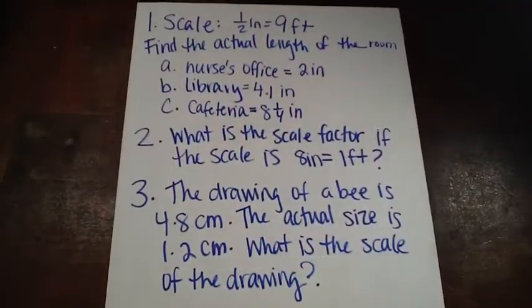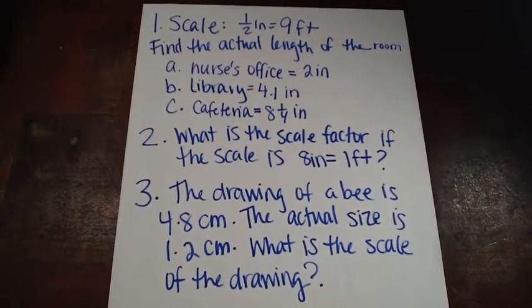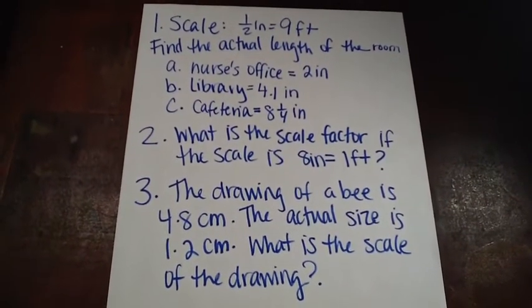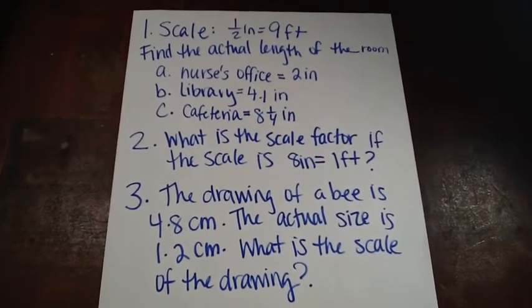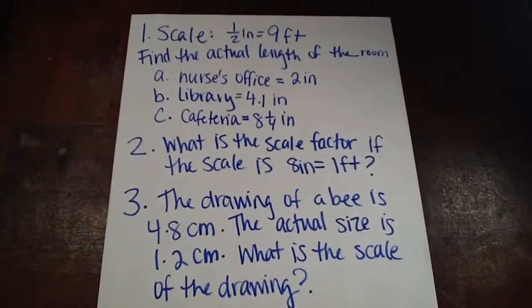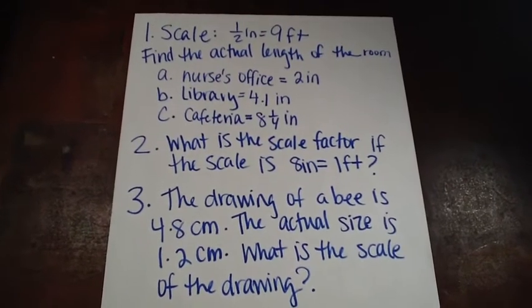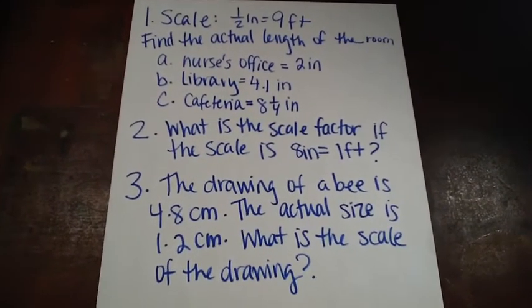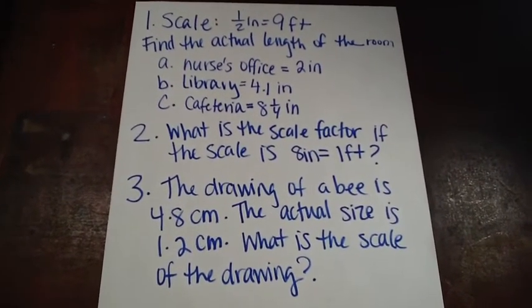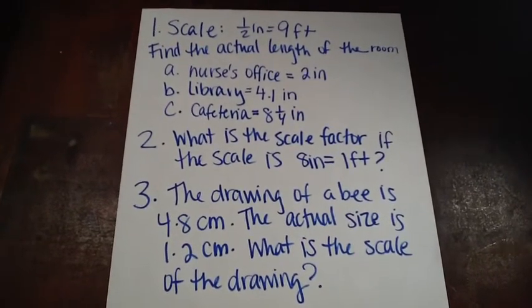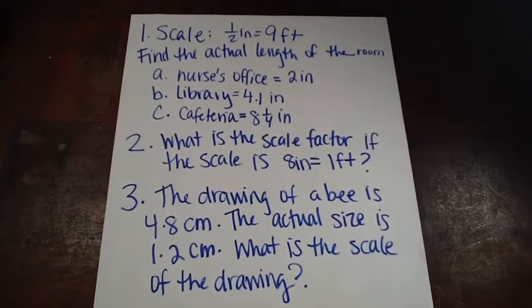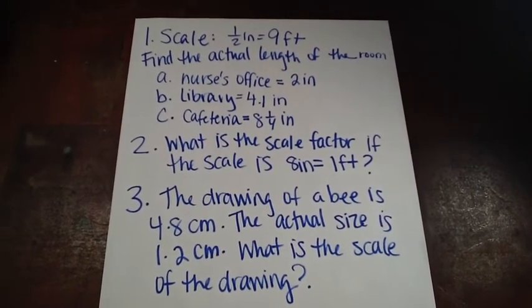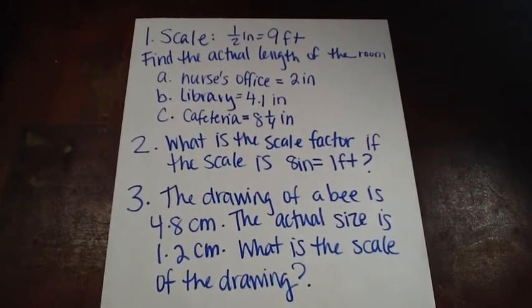Alright, you have a few problems to do for me. For number 1, parts A, B, and C all have to do with using the same information that is next to number 1. So the scale factor of 1/2 an inch is equal to 9 feet. You're going to use that information and apply it to A, B, and C. Number 2, you're finding the scale factor. And number 3, you are finding the scale of the drawing. So not the scale factor, but just the scale. Alright, good luck. We'll see what you get tomorrow.